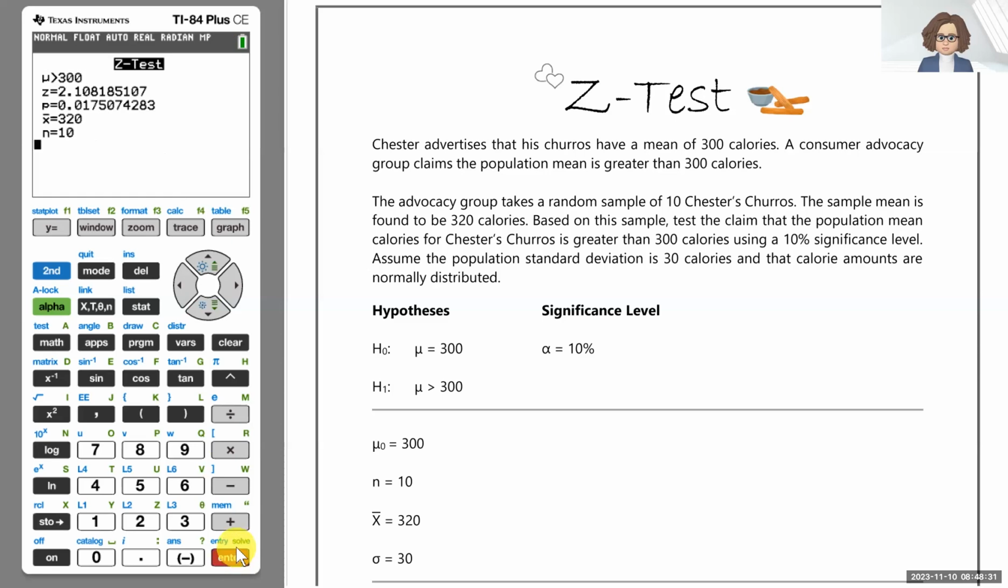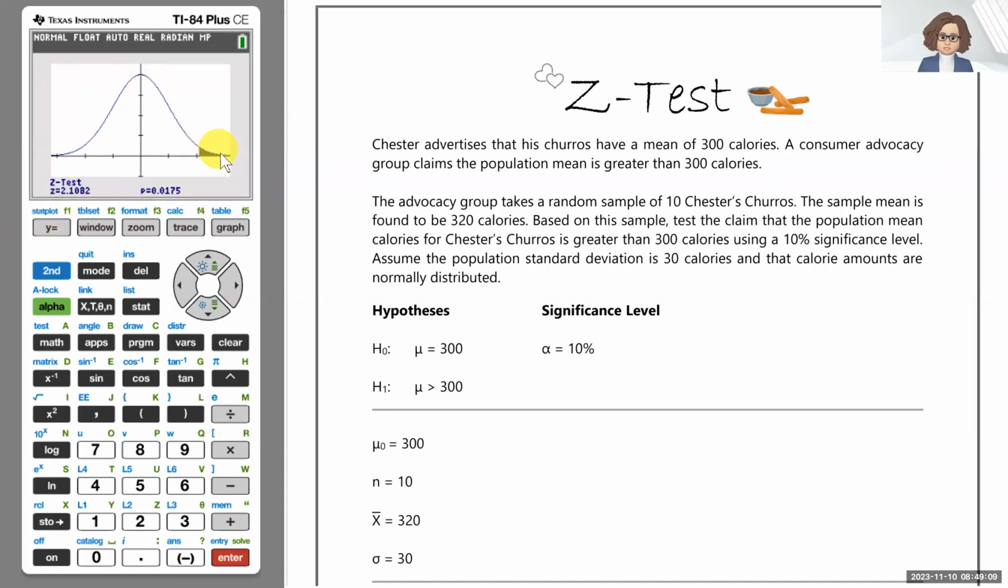So we'll go calculate. The z-score you see there is your test value, also called the test statistic. And then there is our p-value. I'm not going to interpret that right this moment. I'd like to go back to your z-test. So stat, tests, z-test. And then let's select draw instead of calculate. And hopefully you will see the graph displaying the results of the p-value method.